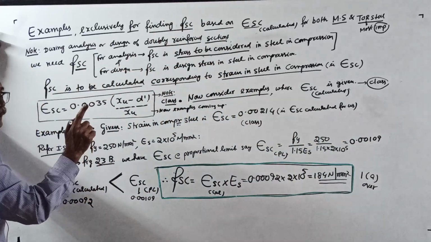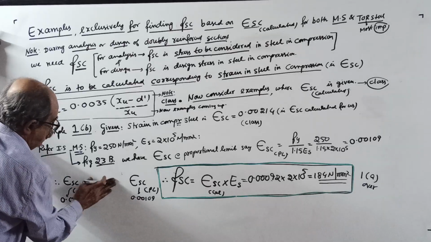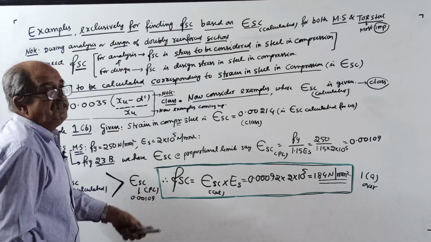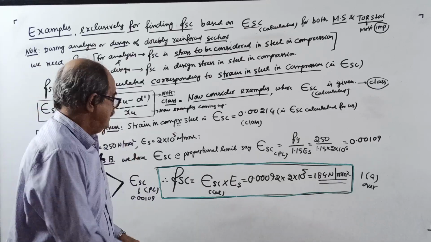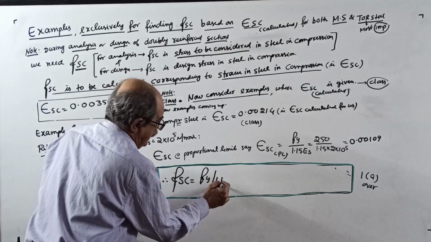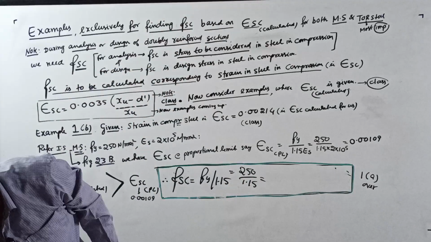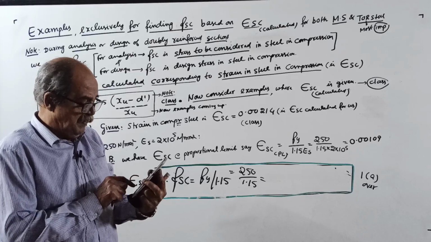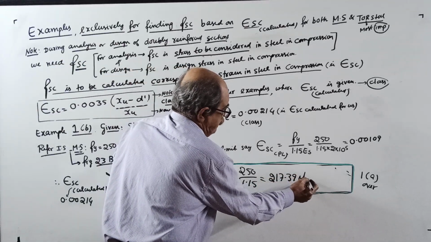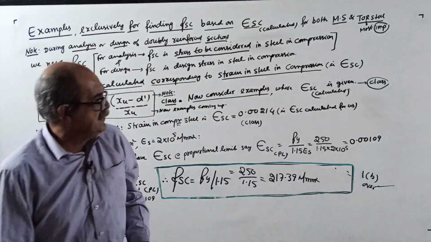Compare epsilon SC calculated, how much given? 0.00214. It is more than epsilon SC proportional limit. Therefore, I told you, if the strain is more than the proportional limit, then not this way. Your FSC equals directly Fy by 1.15. That's all. Equal to 250 divided by 1.15, which is 217.39 Newton per mm square. Question 1B over.